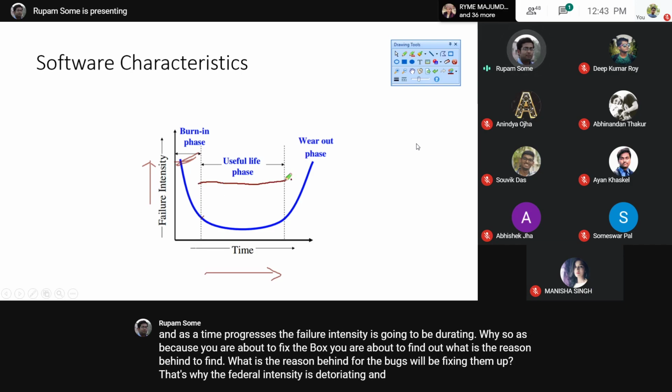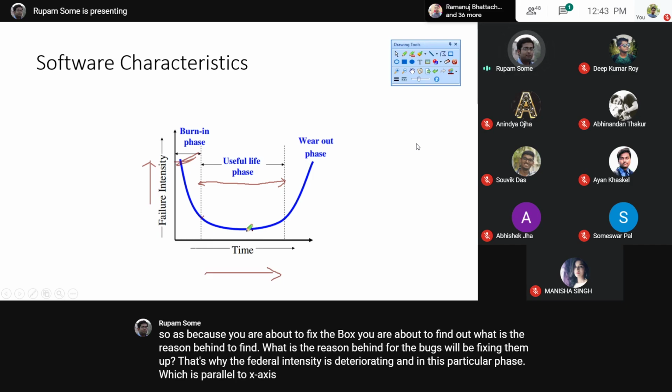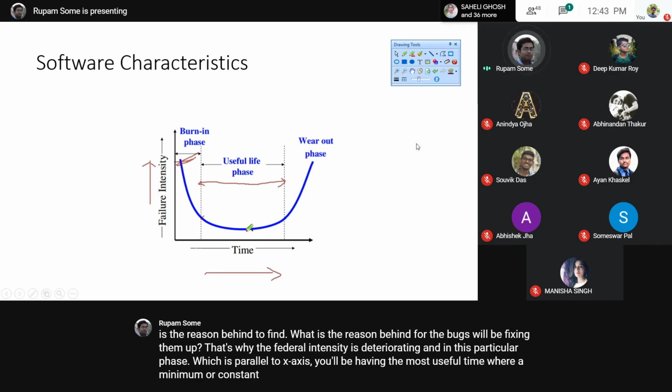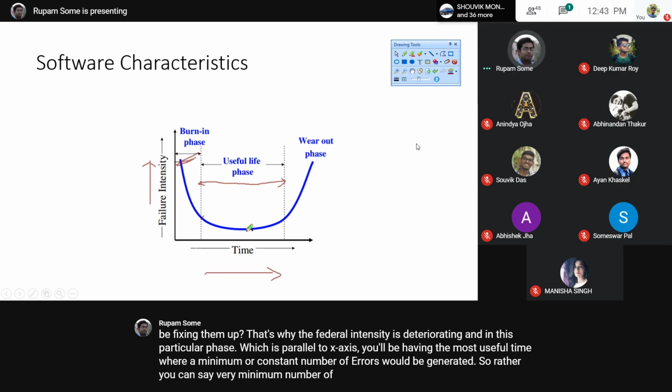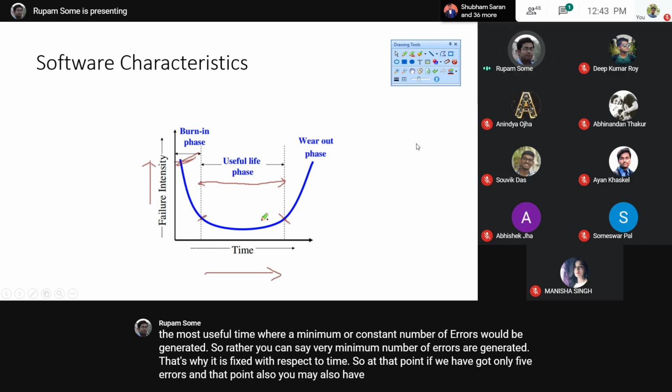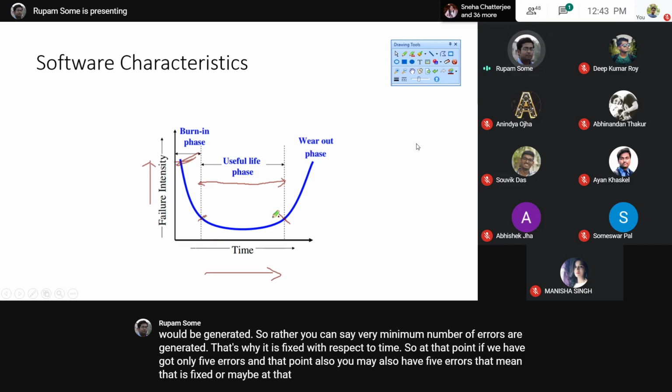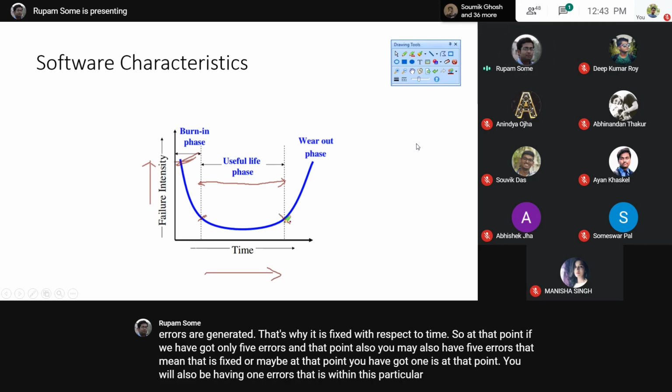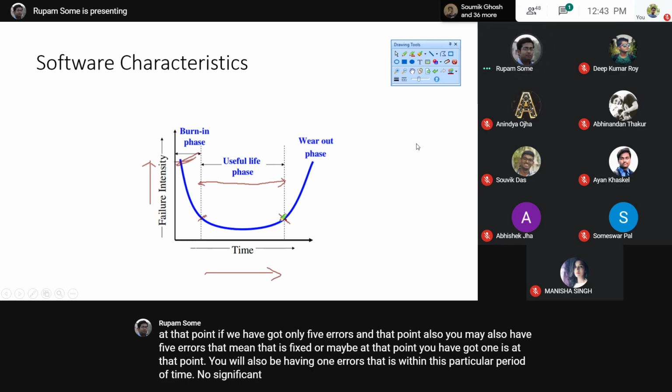And in this particular phase, which is parallel to the x-axis, you'll be having the most useful time, where a minimum or constant number of errors will be generated. So rather you can say a very minimum number of errors are generated. That's why it is fixed with respect to time. So at that point, if you have got only 5 errors, at that point also you may have 5 errors. That means that is fixed. Or maybe at that point you have got 1 error, at that point you'll also be having 1 error. That means within this particular period of time, no significant errors are generated.